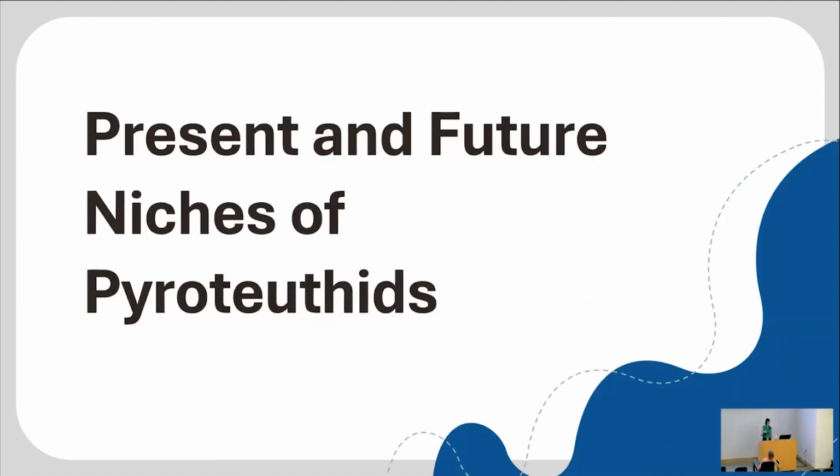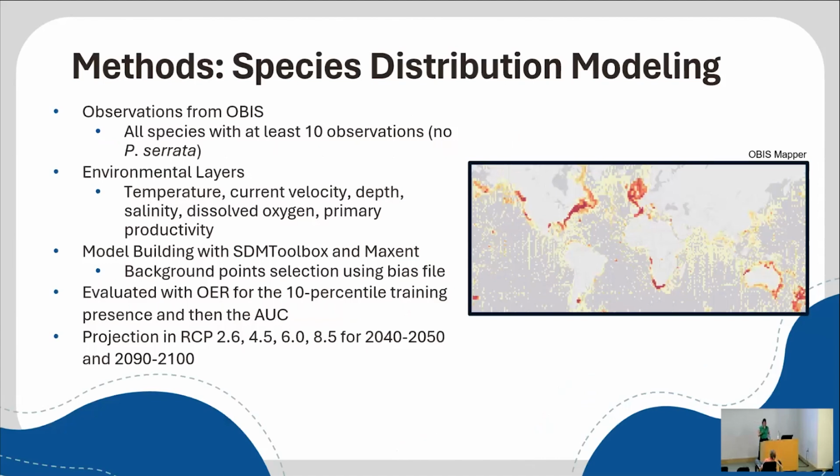So present and future niches is where I'm going to start. I did some species distribution modeling. I downloaded all of the Pyroteuthidae observations from the Ocean Biodiversity Information System, or OBIS, and I used all species with at least 10 observations. Unfortunately, Pyroteuthis serrata only had 5 observations from 2 localities, so those were not included. I was not able to do any of the modeling for that species.